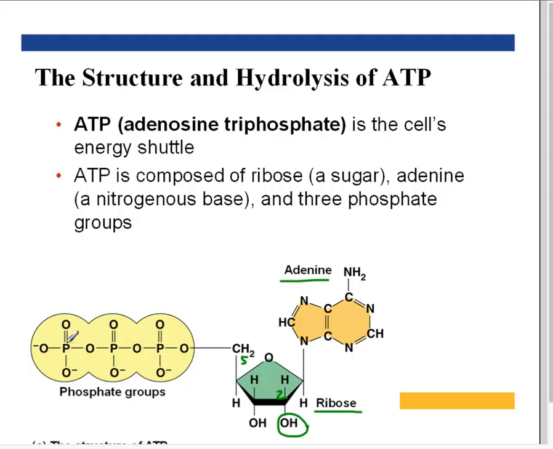These 3 phosphate groups are what gives ATP its ability to store energy, because you can see we've got 3 negative oxygens on this group, and these oxygens are actually pushing against each other. So the bond that forms between these individual phosphates is actually a strong bond to hold it together.